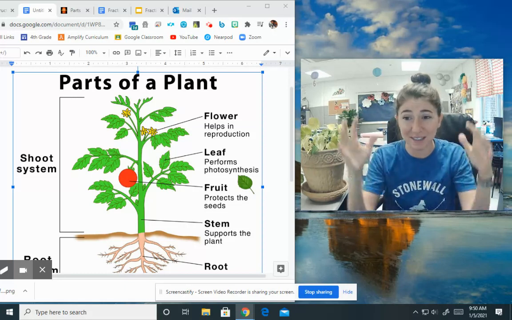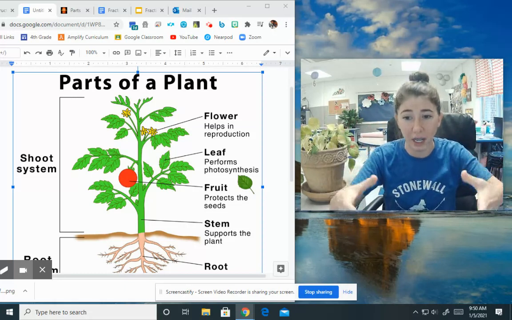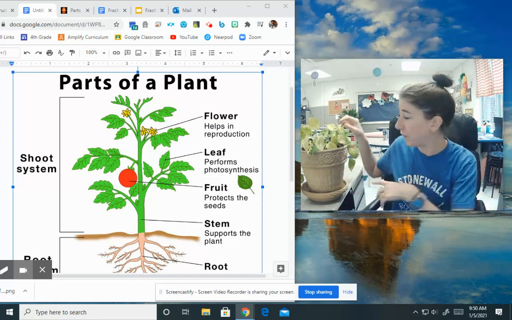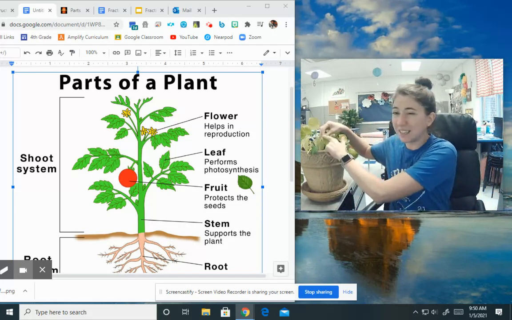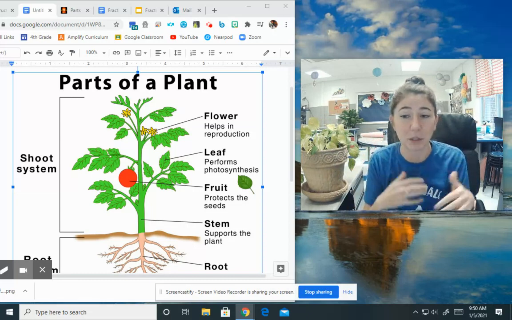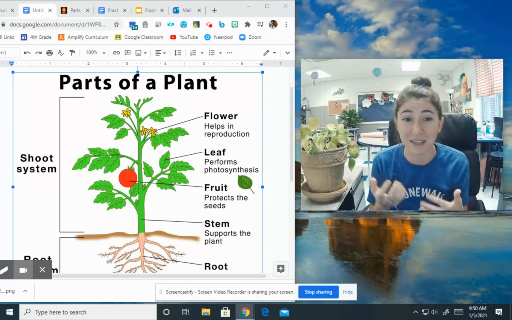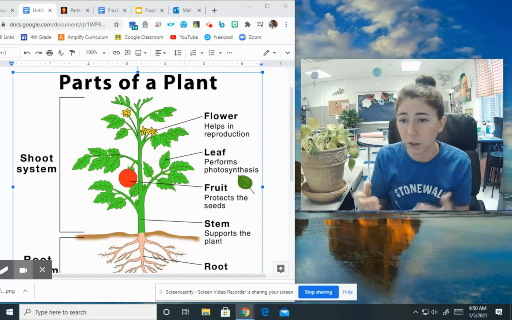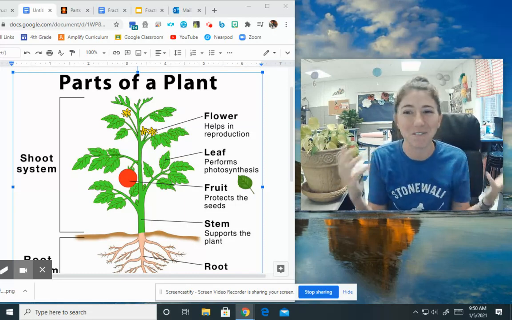But where does the sun go? It goes on to the leaf. So the sun goes onto the leaf, and the leaf helps the plant go through this process called photosynthesis to give it food. So the leaves help feed the plant.